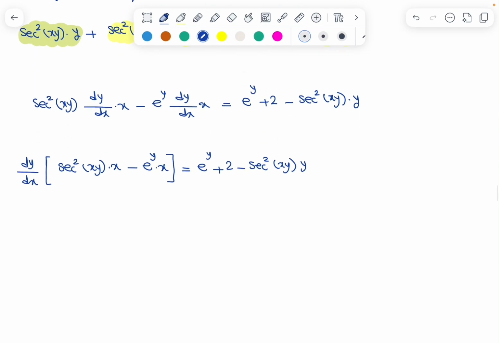So now to find dy/dx, you must divide both sides by secant squared of x times y times x minus e to the y times x. Therefore, dy/dx would be e to the y plus 2 minus secant squared of x times y divided by secant squared of x times y times x minus e to the y times x.